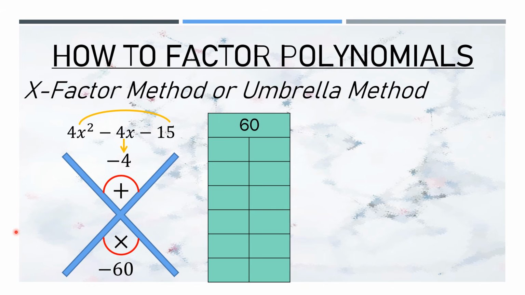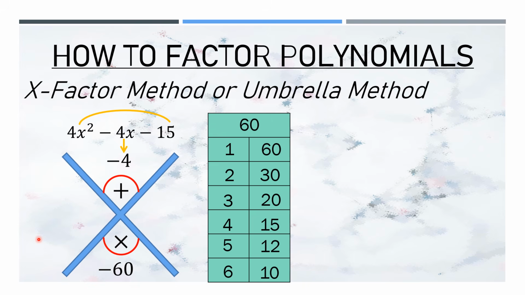Okay, let us now first write positive 60. Iwan muna natin yung negative sign, okay? So, 60 divided by 1 is 60. 60 divided by 2 is 30. 60 divided by 3 is 20. 60 divided by 4 is 15. 60 divided by 5 is 12. And 60 divided by 6 is 10.